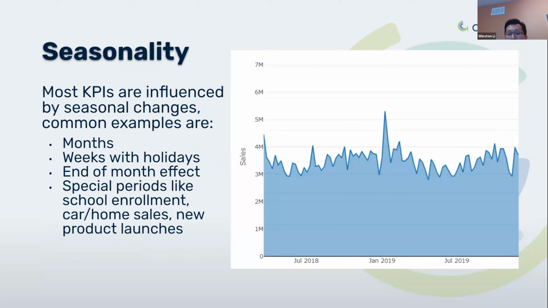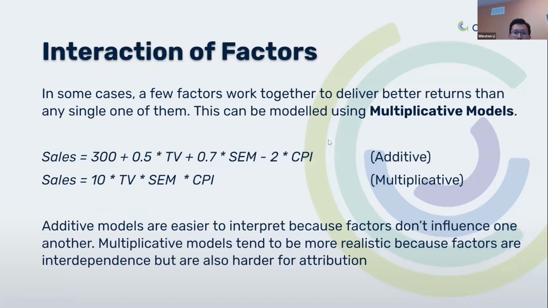Seasonality is very important. In most cases, for most brands, seasonality can make up 60-70% of your total sales. Seasonality covers things like the different months of the year, different weeks of the month, holidays, end-of-month effects, and special periods like school enrollments and Christmas time. So seasonality is a thing, and that's also part of the model. In some seasons you just sell well, and in some seasons you don't sell as much. That's just part of marketing, and that's also included in the model.